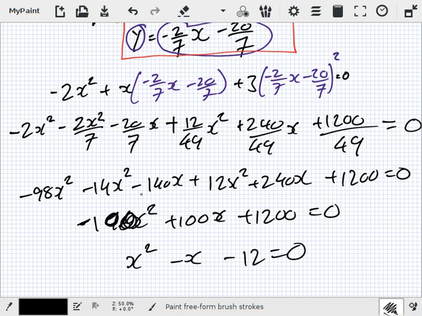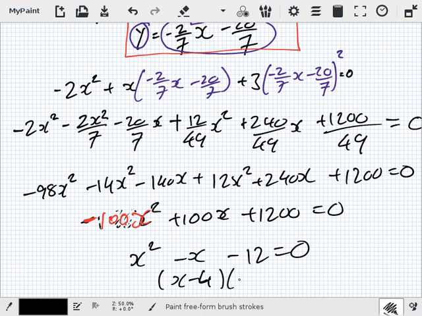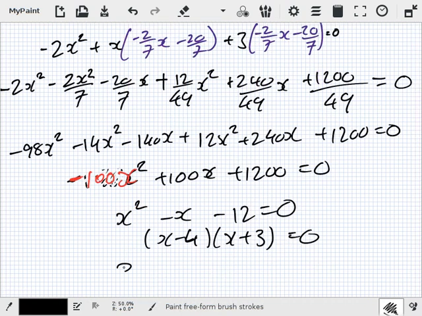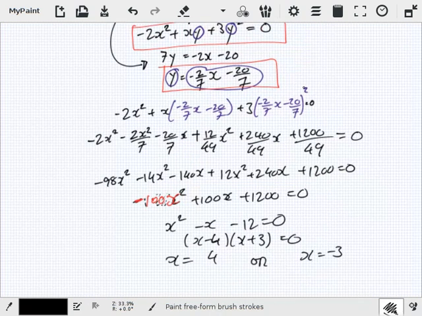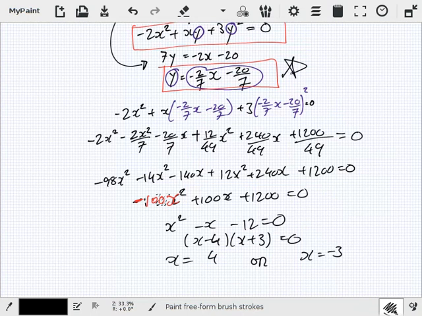Let me just write that again. I'll just write this little bit here. Minus 100. Okay. x minus 4, x plus 3 equals 0. So I get x equals 4 or minus 3. Now, what's the best way to get the y? Well, I can only use this one, isn't it?